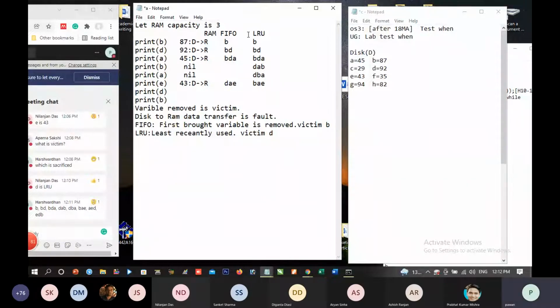And another method is optimal. Optimal is by looking at the future. Remove what will be used after a lot of time in future.